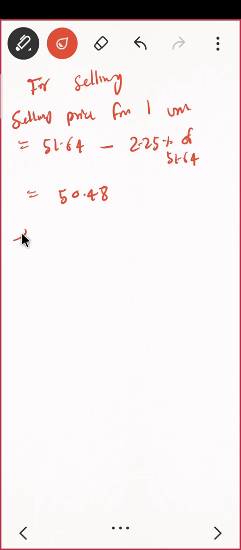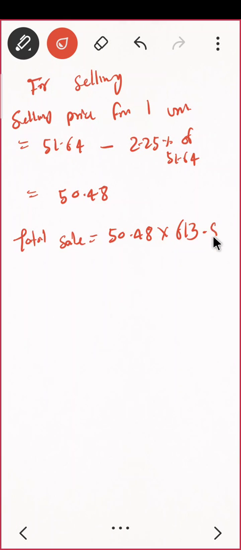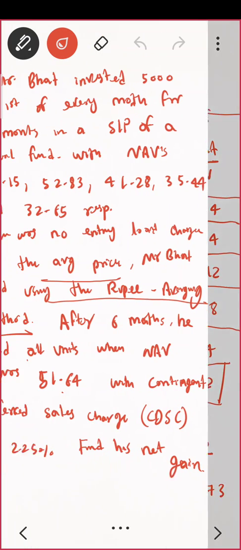So what will the total sale be? Total sale will be selling price multiplied by number of units. That is 50.48 multiplied by the number of units, which was 613.82. If you calculate that, total sale will be 30,991.77. And what is the final answer?